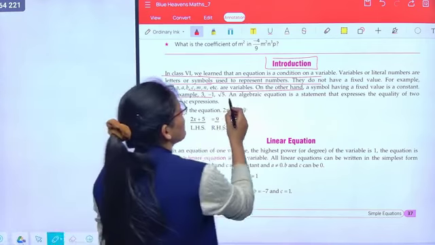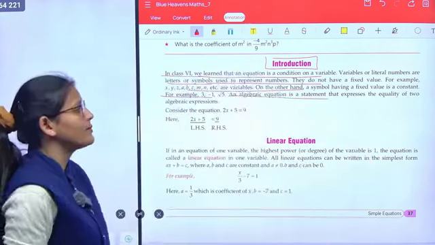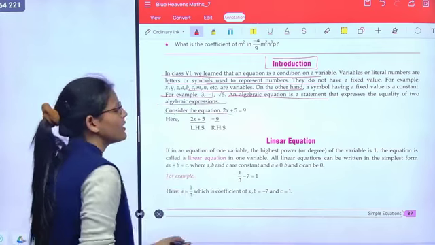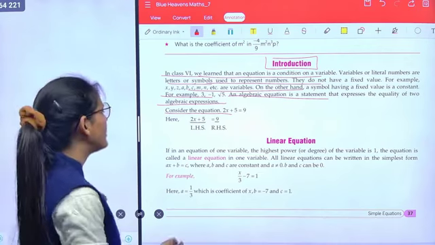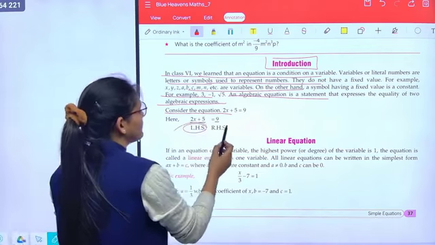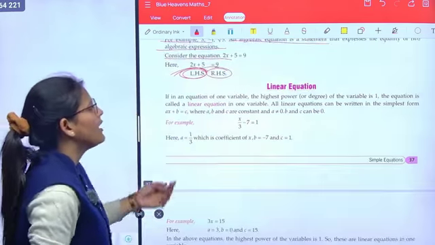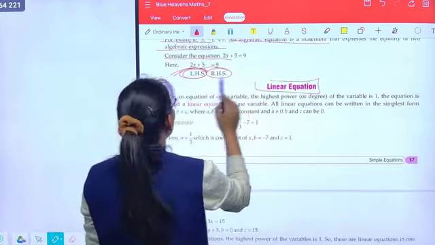An algebraic equation is a statement that expresses the equality of two algebraic expressions. Consider the equation 2x plus 5 is equal to 9. Now class, LHS is equal to, ये क्या क्लास LHS और ये क्या हुआ हमारा RHS. Now class, linear equations क्या होती हैं हमारी ये?